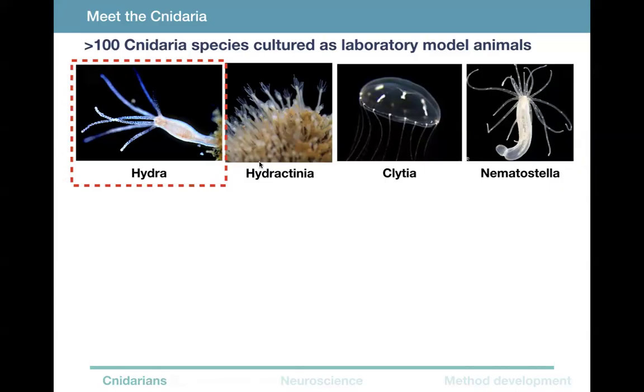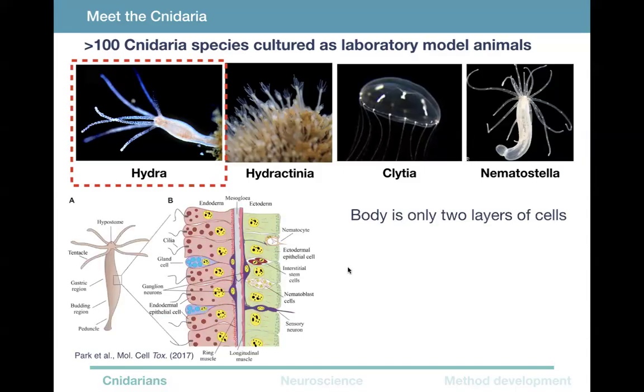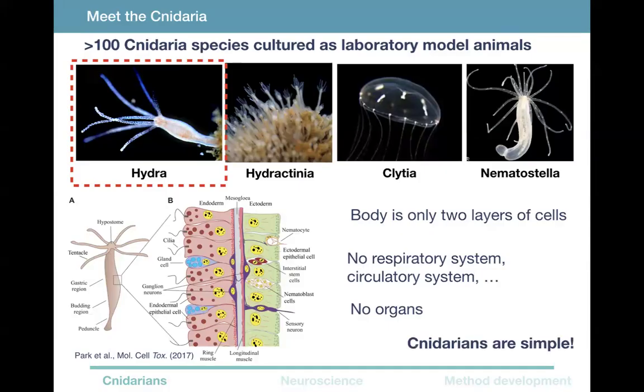We'll primarily look at Hydra today, because that's what I've done most of my work on, but there'll be a little bit about some of these other animals. Hydra and all Cnidaria have a pretty simple body plan in that they're made of two layers of cells, an endoderm and an ectoderm. They really have no respiratory system or circulatory system, no organs, and any cell types other than endodermal and ectodermal cells are just stuck in these two layers. So I think they fit the bill of being pretty simple animals.